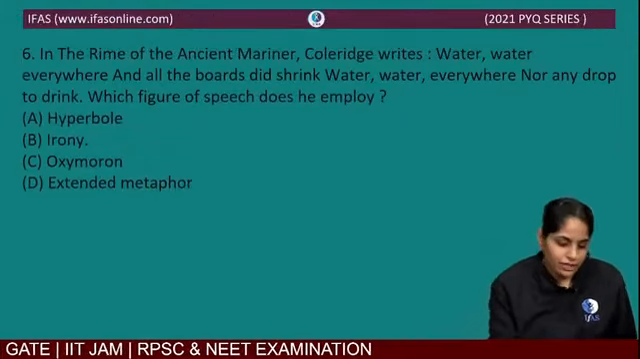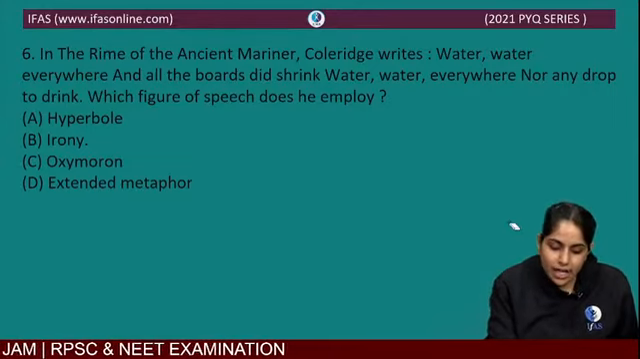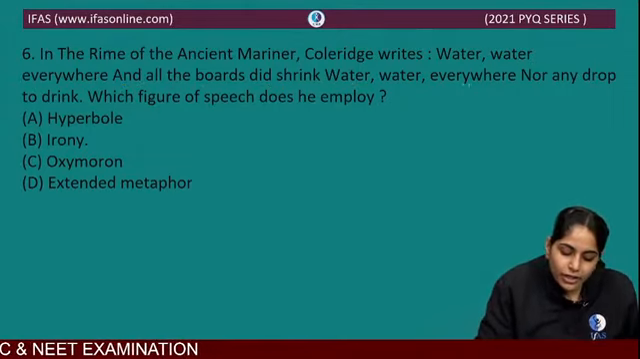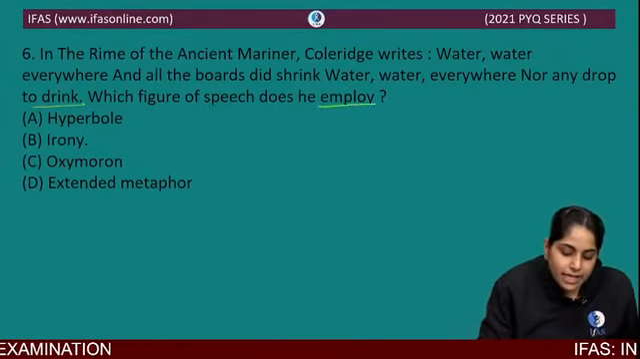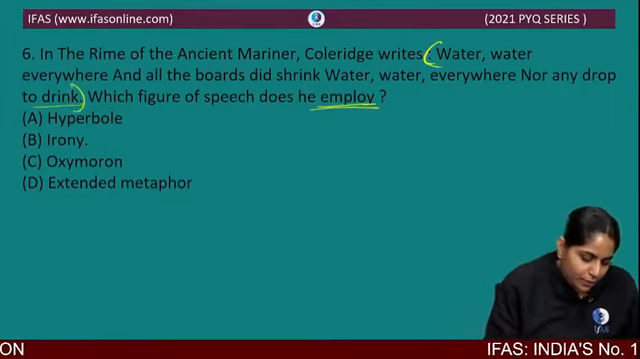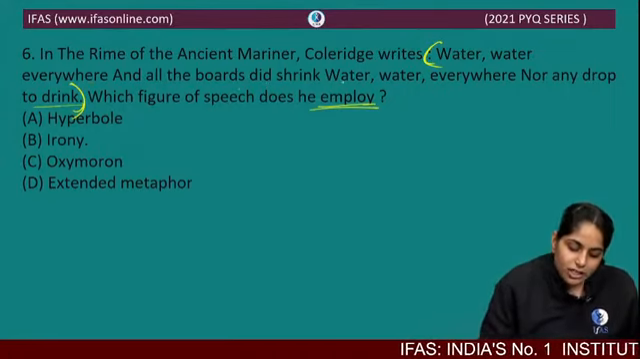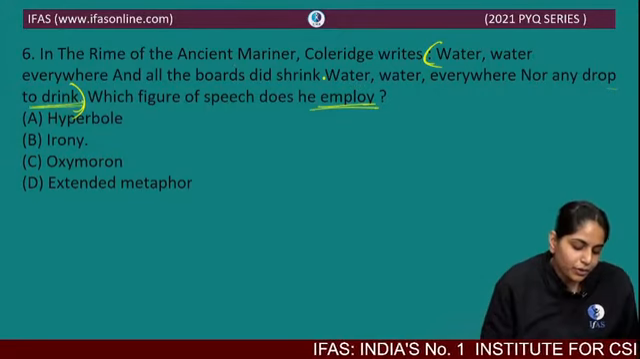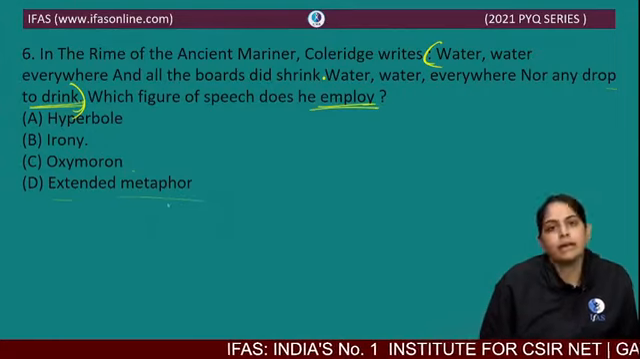Let's look at the next question now. In The Rime of the Ancient Mariner, Coleridge writes, water, water everywhere, and all the boards did shrink, water, water everywhere, nor any drop to drink. Okay, which figure of speech does he employ? So these are the poem lines. Water, water everywhere, and all the boards did shrink, water, water everywhere, nor any drop to drink. Okay, is this hyperbole, irony, oxymoron, or extended metaphor?